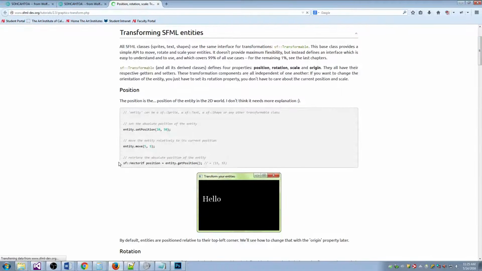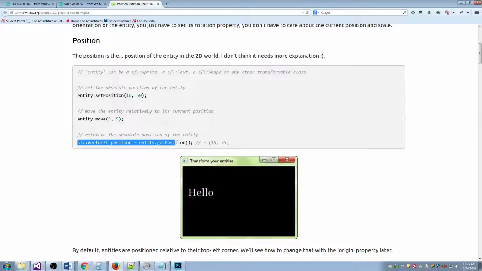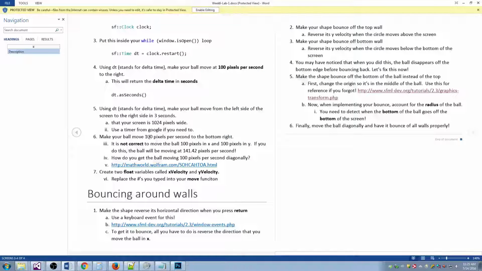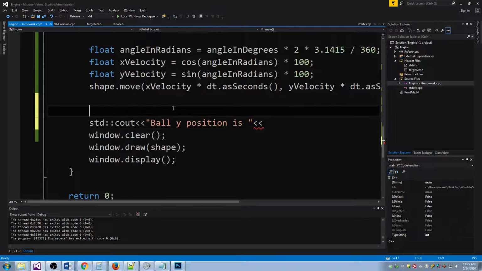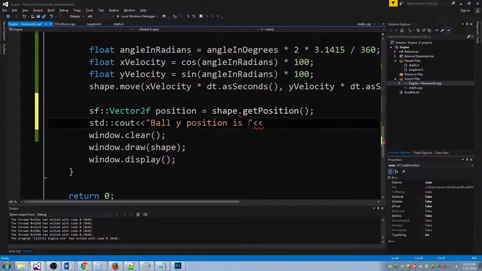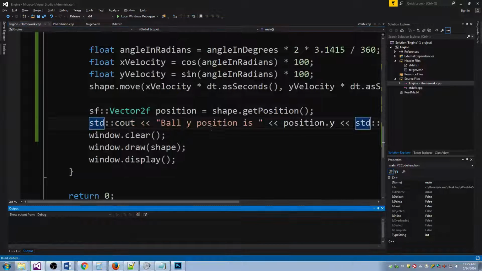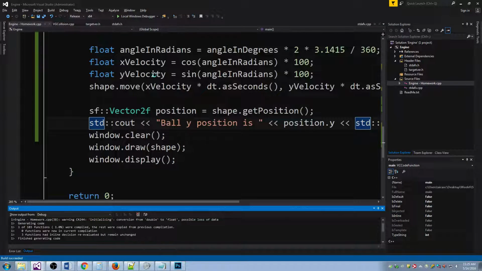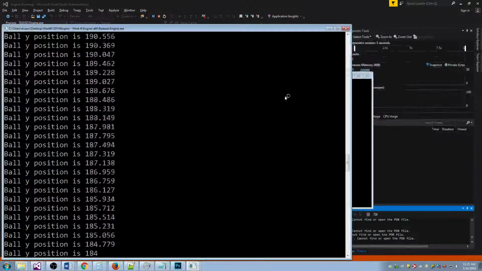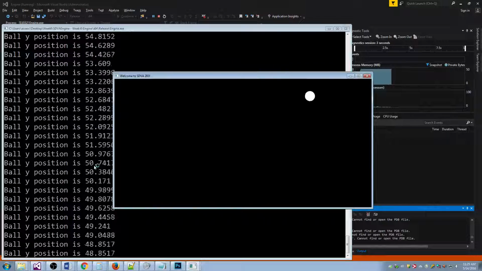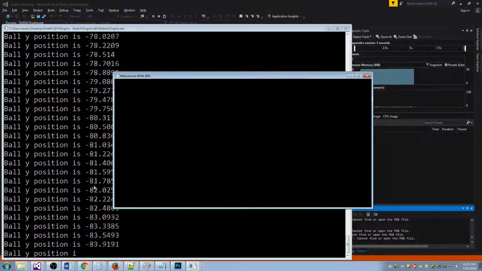The first part of this tutorial talks about how to get the position of something. So you take this little guy right here, I'm going to copy him, and change this from entity to shape. So position.y will tell us where that ball is in y. I'm going to keep this up on the left side while the ball is moving so you can watch what the shape position is. Look at where that y position is, going down to 0 and then going negative.